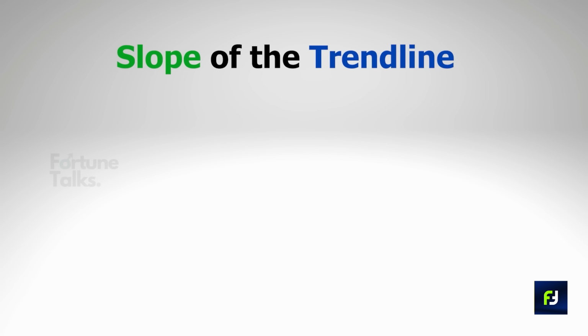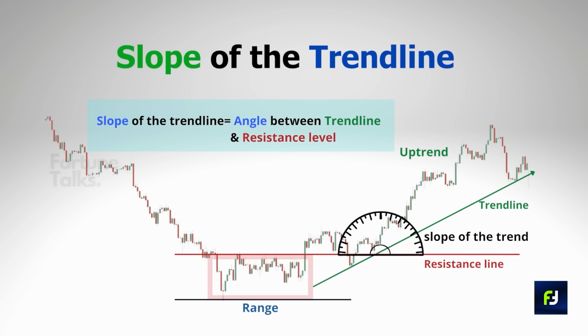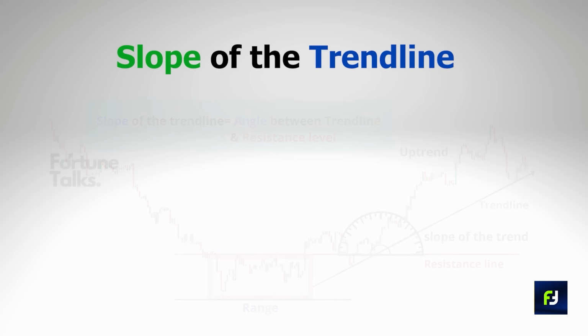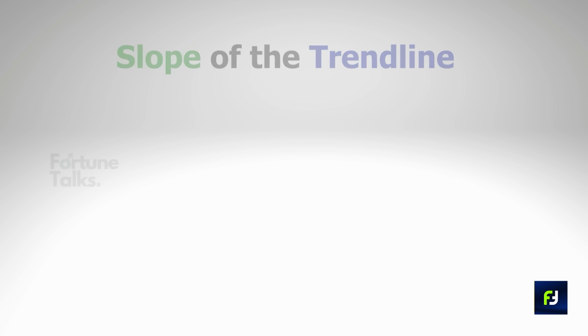Number two is the slope. So the slope of a trend indicates how much the price should move each day. So the steeper the slope, the better the trend. The slope is simply the angle between the critical price level during a consolidation and the trend line. So if it was an accumulation phase and the price breaks out to an uptrend, if we take the angle between the trend line and the top price level of the accumulation phase, then we can easily find out the slope of the trend. So if the trend is too flat, strength is considered to be weak or dull.